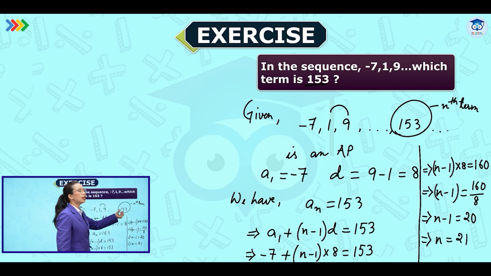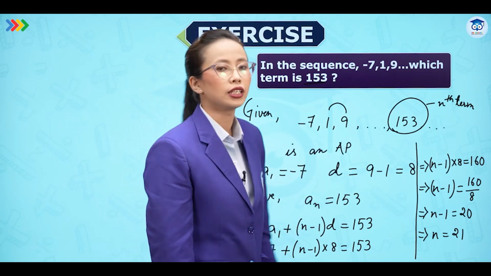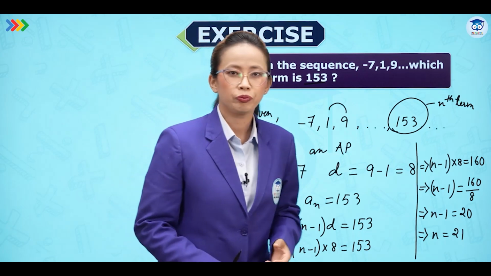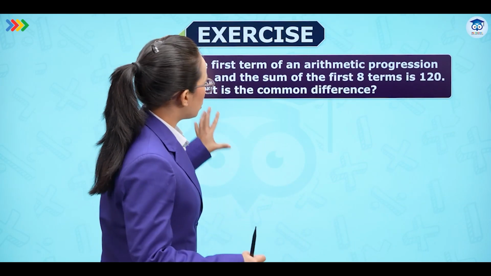So this 153 is the 21st term of this particular AP, having first term minus 7 and the common difference 8. This is how we calculate which term it is in the AP. Okay. So next we have the word problem.